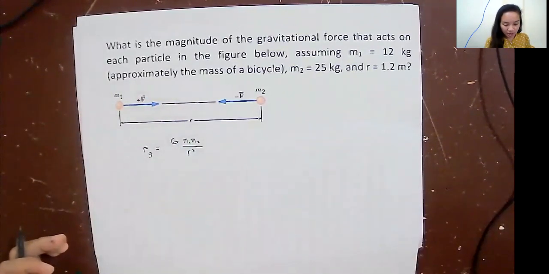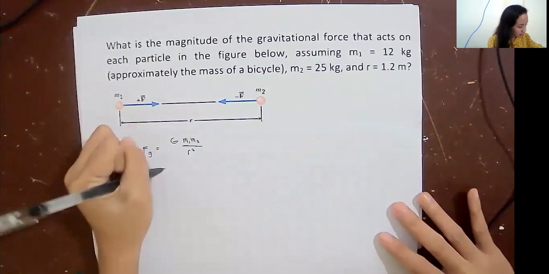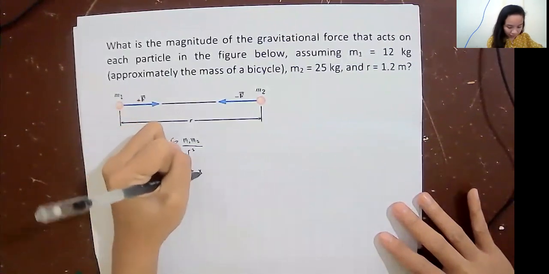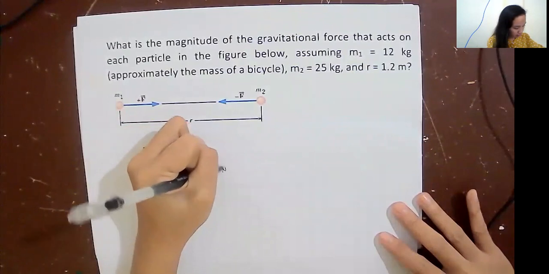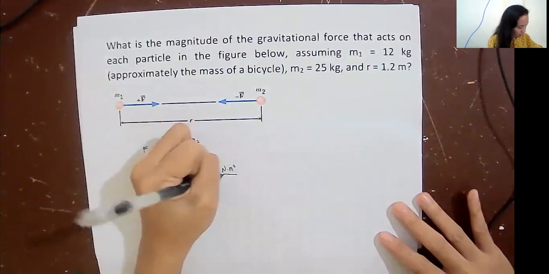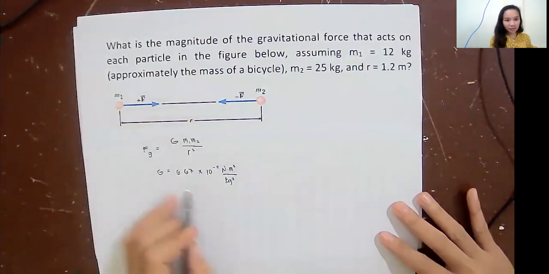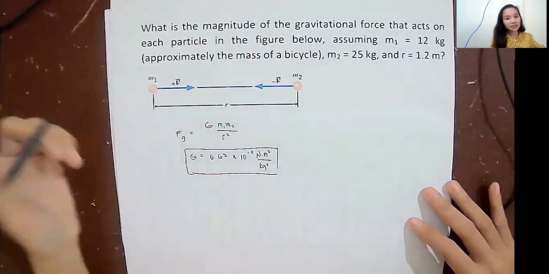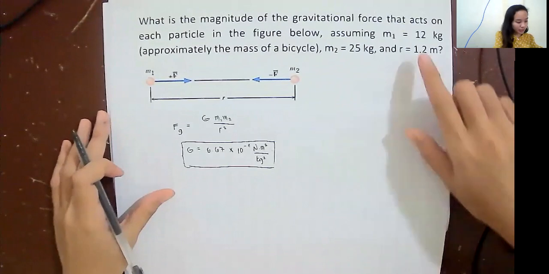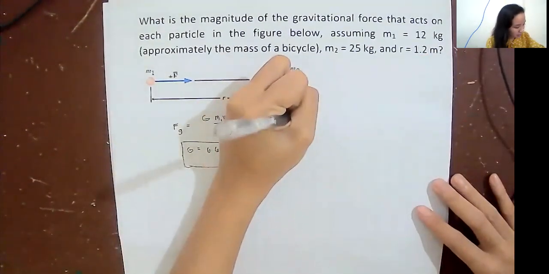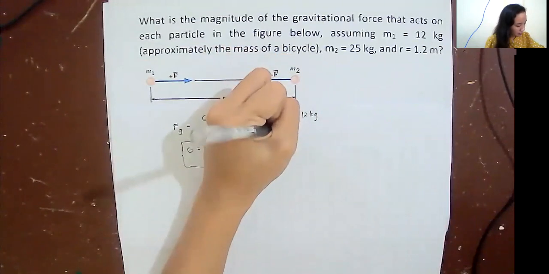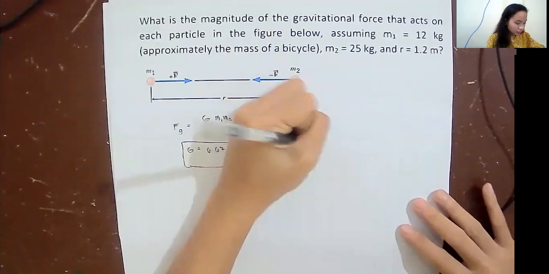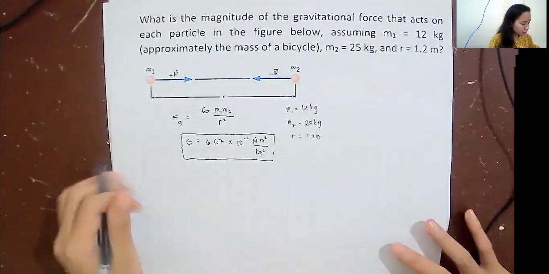Okay, and then our G is a constant, which is 6.67 times 10 negative 11 Newton meters squared over kg squared. So this is a constant. When you see this big letter G, it is equivalent to this. And then you just substitute the given: your mass 1, which is 12 kilograms, your mass 2, which is 25 kilograms, and your r, that's 1.2 meters. You just substitute these.